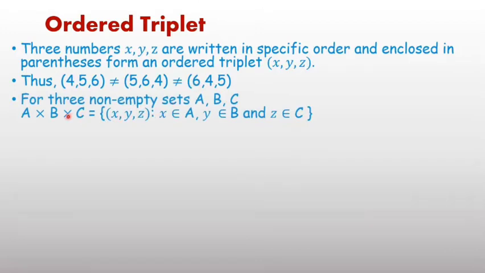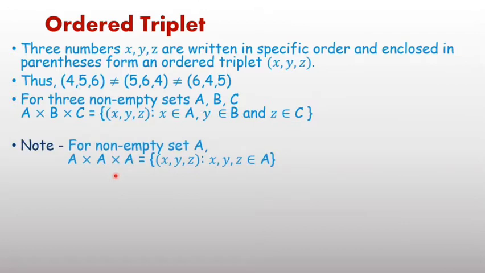If 3 sets A, B, C are given, then the Cartesian product of the 3 sets is defined as the ordered triplet (x, y, z) such that the first element x belongs to set A, the second element belongs to the second set B, and the third component belongs to the third set C. For a non-empty set A, A cross A cross A means if all 3 sets are the same, then we can write the ordered triplet (x, y, z) such that all 3 elements belong to set A.